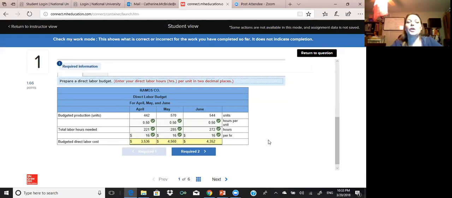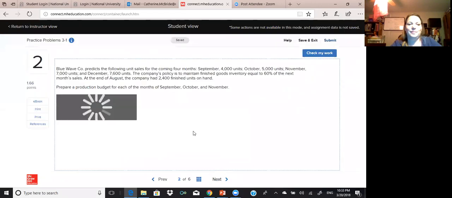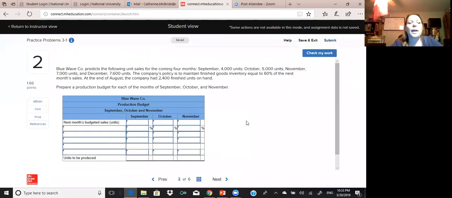Okay. Are we good here? Yes. Okay, so now we're looking at the production budget. Blue Wave Company predicts the following unit sales for the coming months. So for September, we plan to do 4,000 units, October, 5,000 units, and November, 7,000 units.